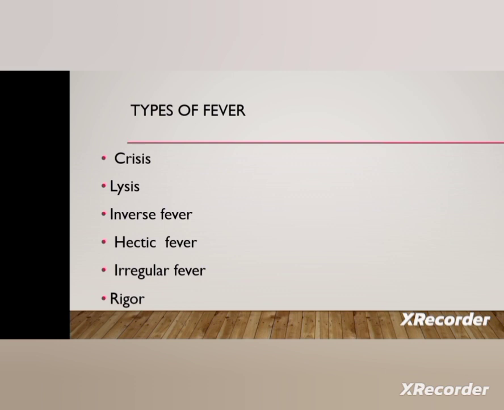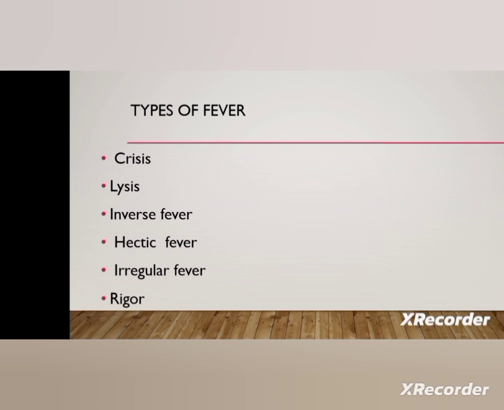Next one, irregular fever. The name itself shows that it's irregular. So here there will be fever but we can't classify it under any of the fevers described above. That type of fever is known as the irregular fever. The fever is entirely irregular and it cannot be classified under any group of fever.